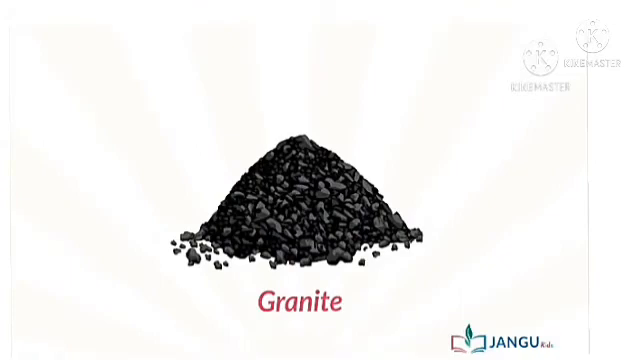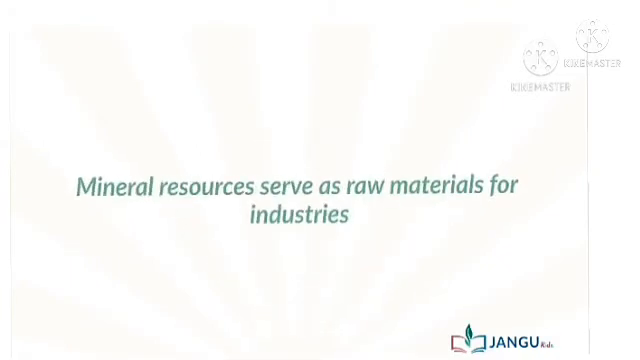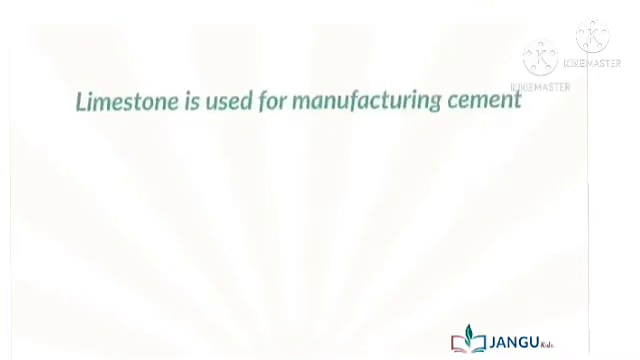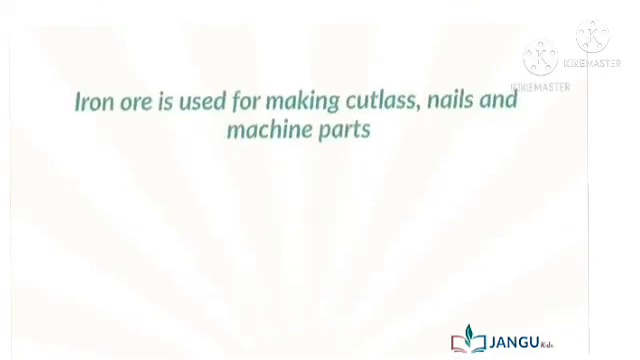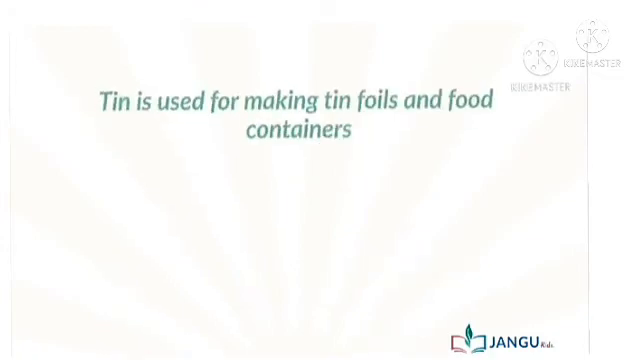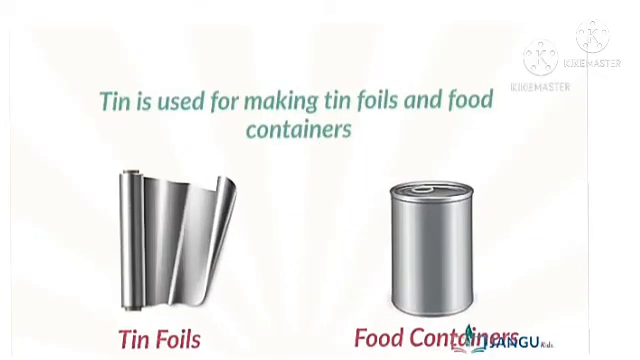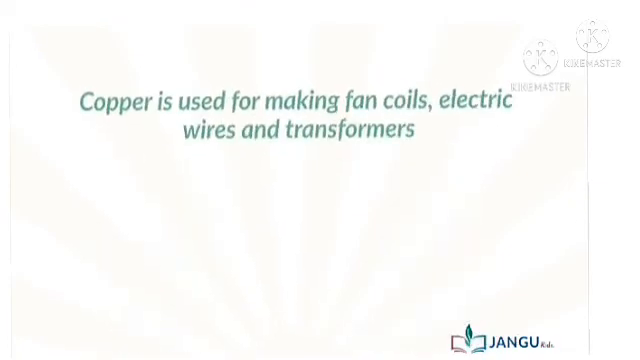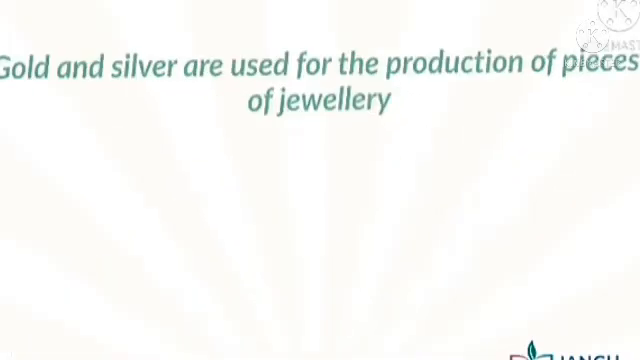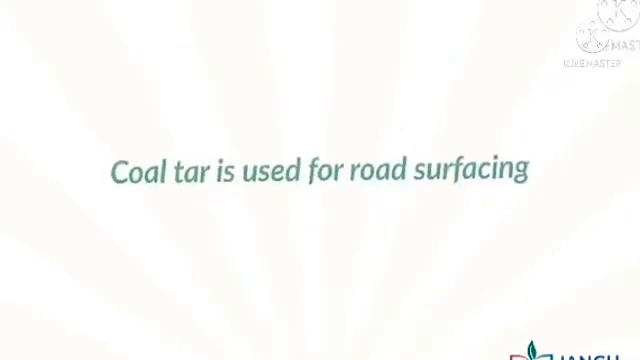Mineral resources are important. This is because mineral resources serve as raw materials for industries. For example, lead is used for producing pencils. Limestone is used for manufacturing cement, as earlier stated. Iron ore is used for making cutlasses, nails, and machine parts. Tin is used for making tin foils and food containers. Copper is used for making fan coils, electric wires, and transformers. Gold and silver are used for the production of pieces of jewelry. Coal tar is used for road surfacing during construction projects.